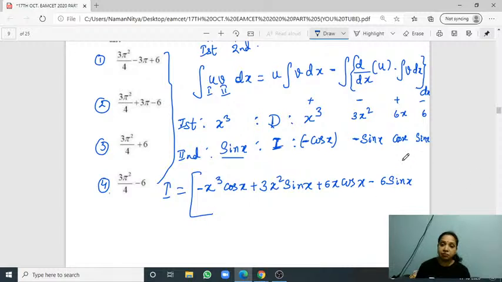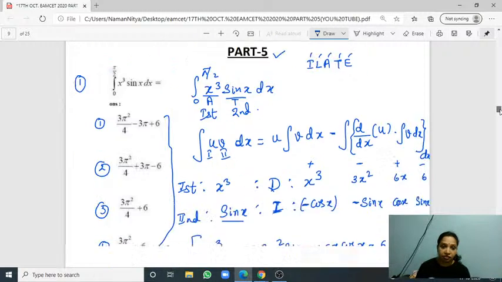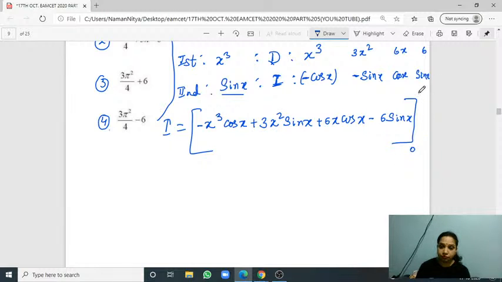But here the limits are given, so let me apply the limits also. What is the limit here? 0 to pi by 2. So after doing till here, you just substitute the limits and you will get your answer. If I am putting pi by 2, we know cos pi by 2 is 0. So if I am substituting the upper limit, my first term will become 0 because cos pi by 2 is 0. So simply you write 0 plus sin pi by 2, which is 1.